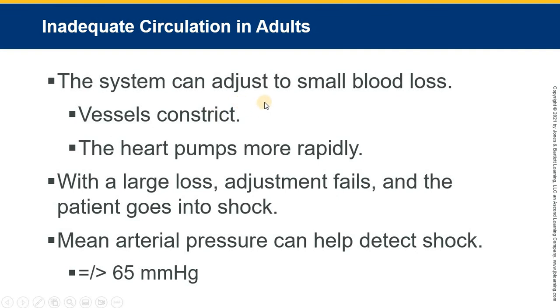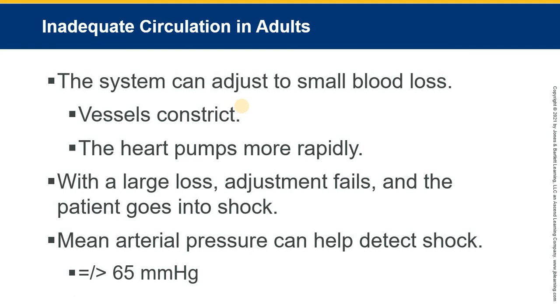So, inadequate circulation. Your blood system, the circulatory system, can actually adjust pretty well to small amounts of blood loss, which is why you can give blood. You can give that pint of blood, and your body can adjust to that blood loss. Several things can happen. It can cause those vessels, those arteries, to constrict a bit more. That'll raise the pressure, even though the fluid's lower. If you put more pressure on it, the blood pressure is going to go up.